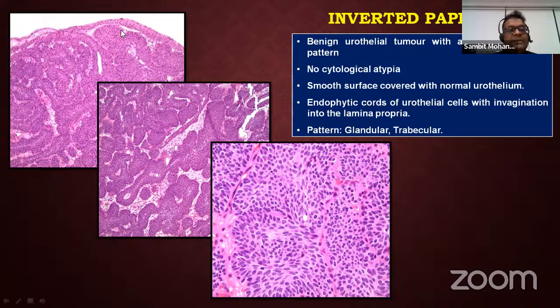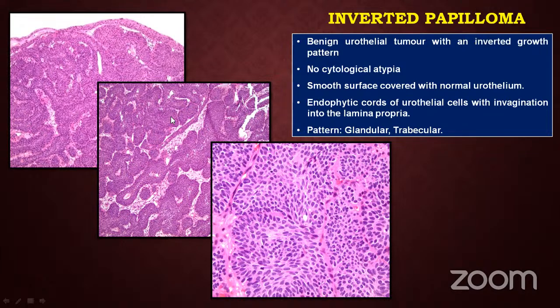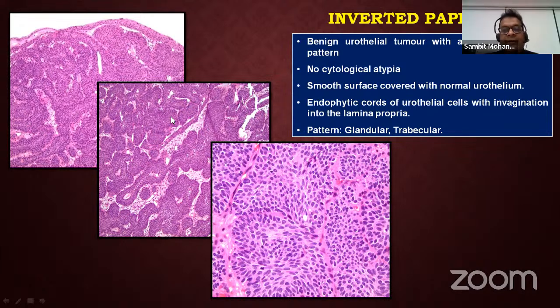So here, if you see, this is the normal urothelium. And what is happening? There is an endophytic proliferation. If you see carefully, the endophytic proliferations are joining with each other. They're arborizing, but the thickness of the lining is still very less, probably 3-4 layers. And here also. So it's a benign urothelial tumor with an inverted growth pattern, an inward or endophytic growth pattern. No cytologic atypia.